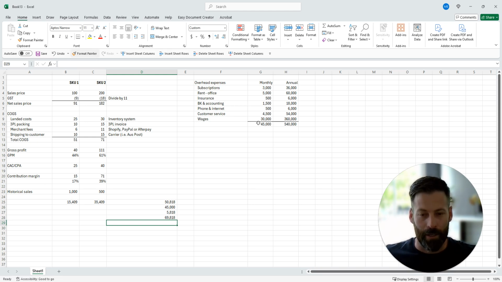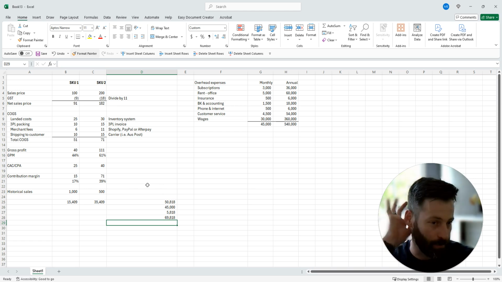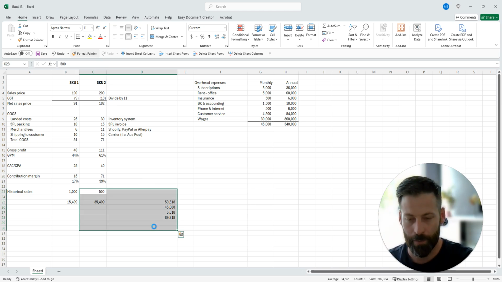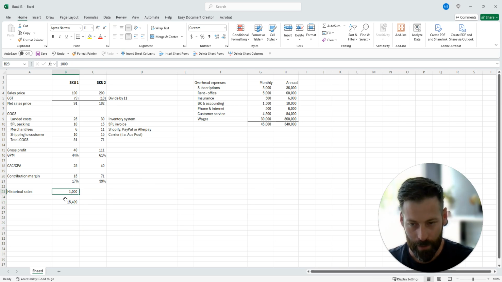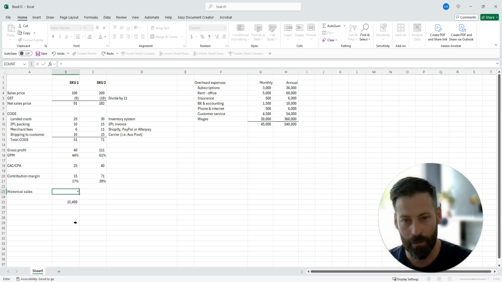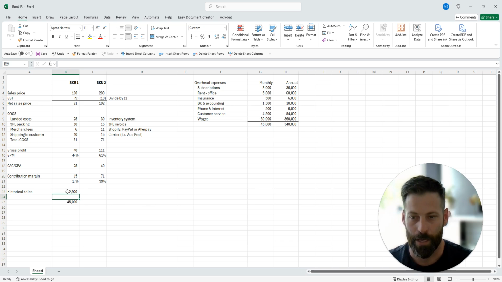Now that $69,000 per year, you might be fine with that. But what it does tell me here is that, actually, I'm going to simplify this a little bit. Let's say, for argument's sake, we've only got this SKU. In order to break even, which means we cover all of our costs, we need to sell 2,920 units per month to cover costs.